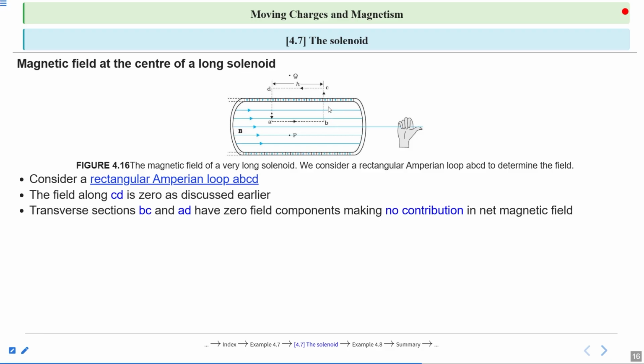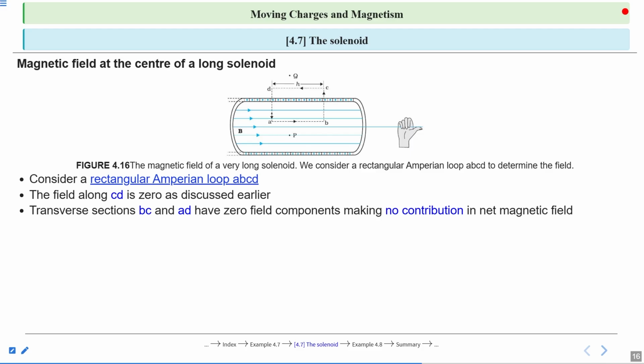We have discussed in Ampere's circuital law that we have to choose an Amperian loop. We are going to consider the case where the magnetic field is tangential to the Amperian loop. Here, for the BC section and AD section, the magnetic field is perpendicular to these sections. You can also solve this by the formula B dot dl.